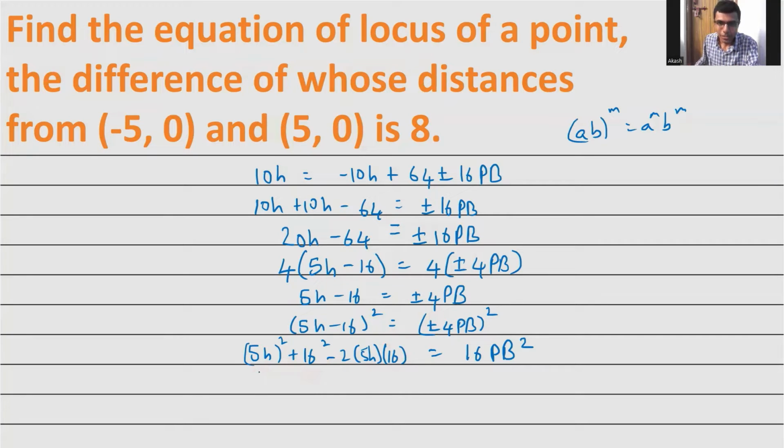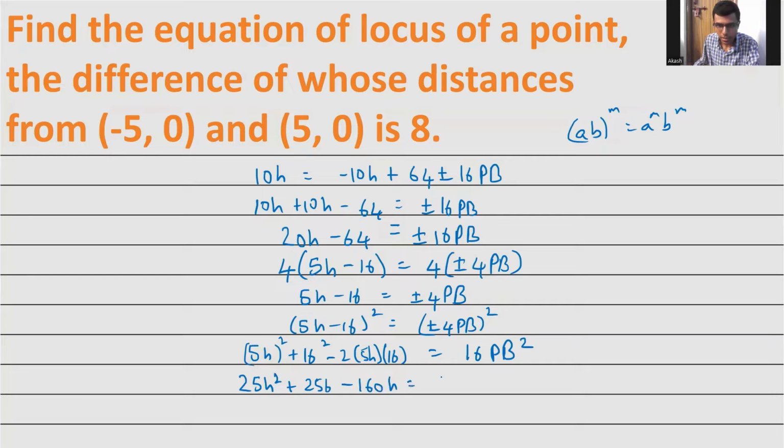So this is nothing but going to be 25h square. Again, same law, 5 square into h square, 25 into h square plus 16 square, 256. In case you don't remember the squares, please do revise them, guys. Up to 30 it would be good since you are in intermediate now. And 2 5s are 10, 10 into 16 is 160.